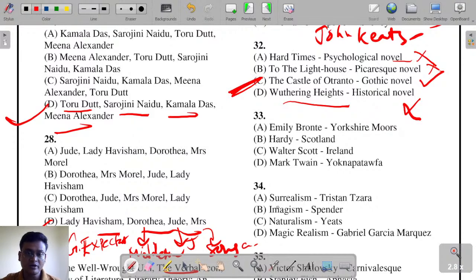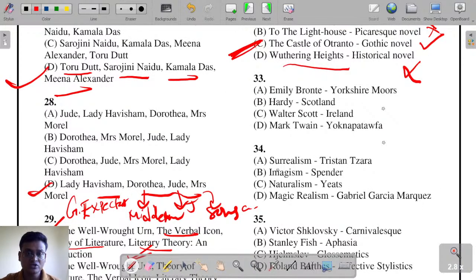Gothic novel. Emily Bronte from Yorkshire Moods. Hardy, Scotland. Walter Scott, Ireland. Mark Twain, Igno Padua. No, that is wrong also. The Igno Padua is actually by William Faulkner. Walter Scott, Ireland, no. Hardy, Scotland, that is also wrong. Emily Bronte, Yorkshire Moods. So which one here?